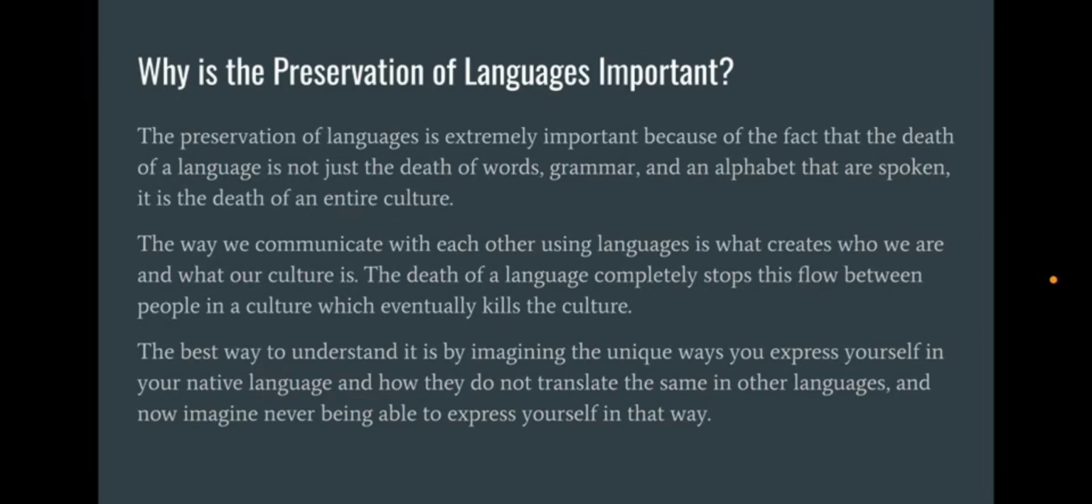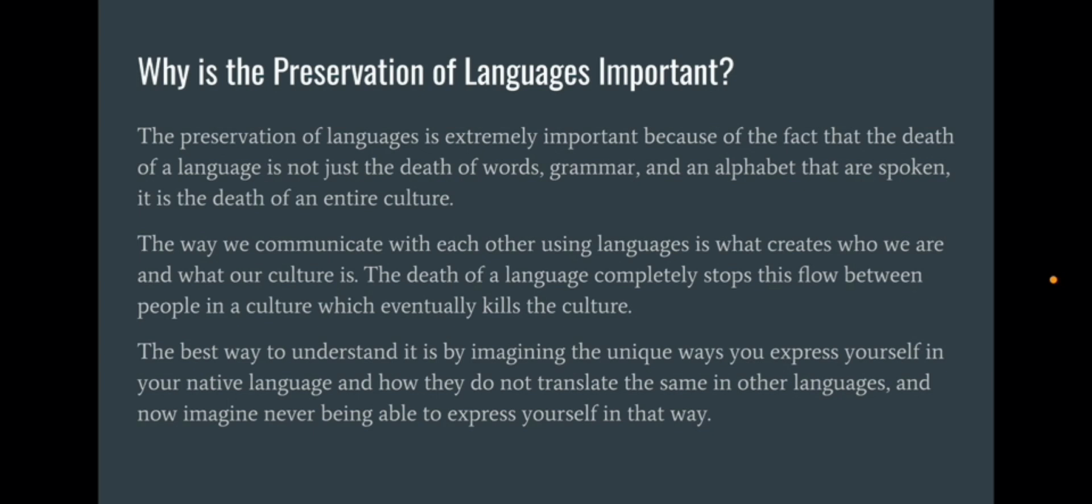So the next topic is, why is the preservation of languages important? The preservation of languages is extremely important because the death of a language is not just the death of words, grammar, and the alphabet that is used to speak or create the language, but it is the death of the entire culture in which the language is spoken.